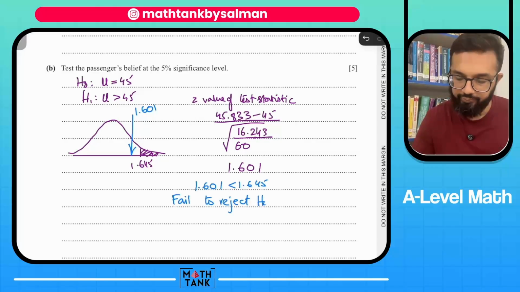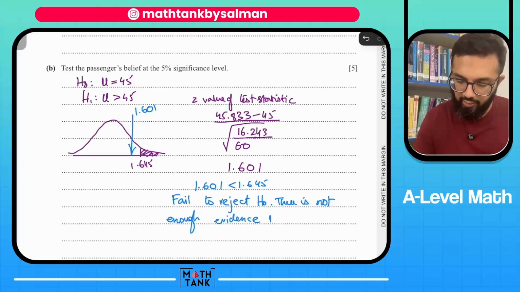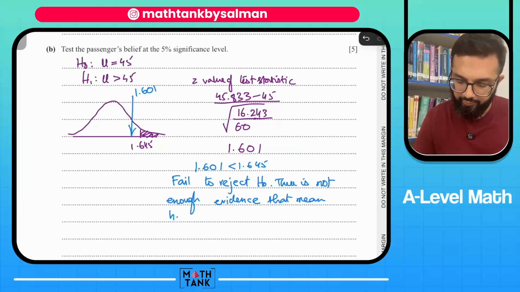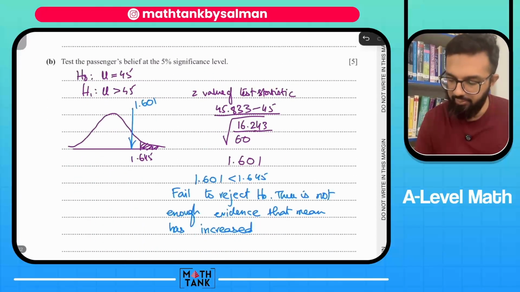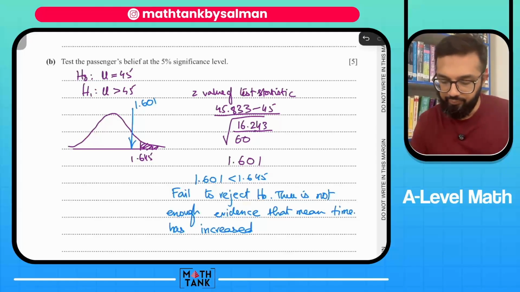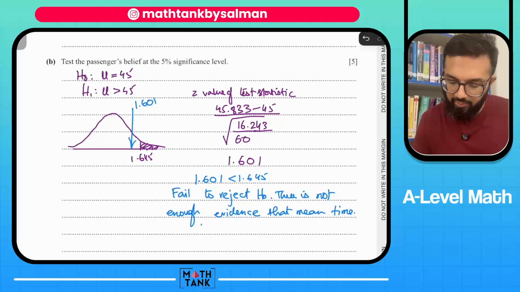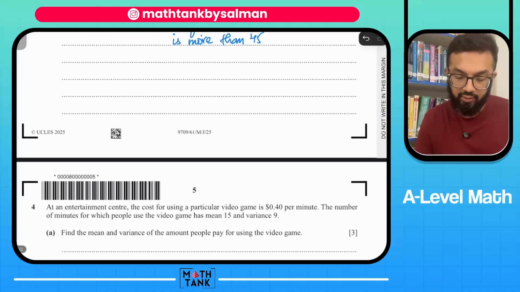There is not enough evidence that mean has increased. What mean? Let's talk about mean time. Mean time is more than 45. Let's put it that way. Okay, that's the correct way of saying it.